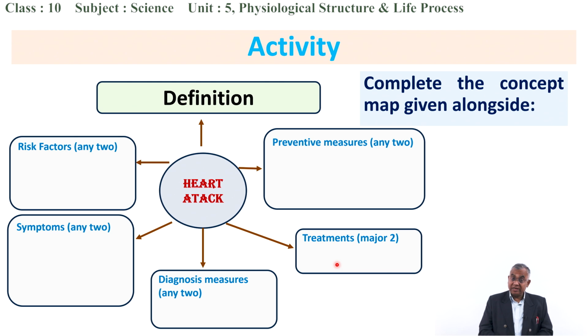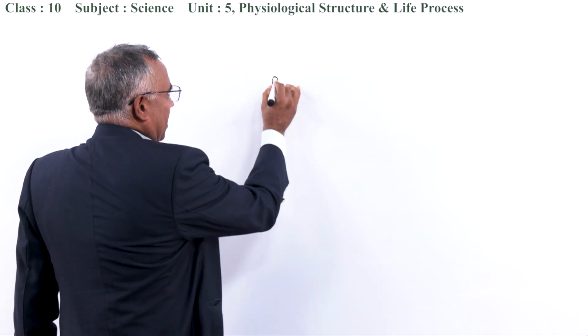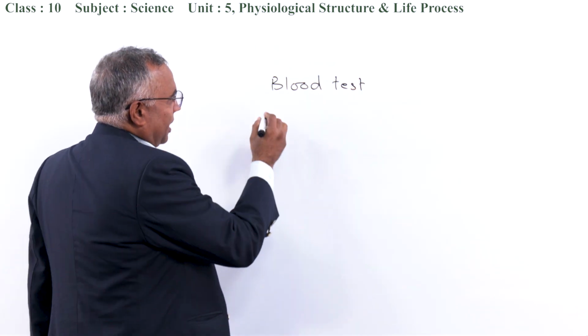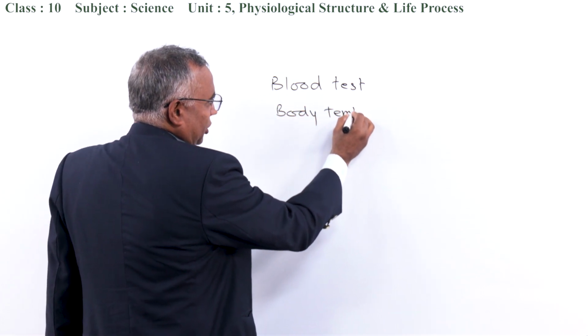Okay, so out of these, we have finished in detail the risk factors, the definition of heart attack, preventive measures, and symptoms. Now we have to start diagnosis and treatment. All the points for diagnosis were given, so just try to recall what they were. Number 1 was the blood test. Next was body temperature also.